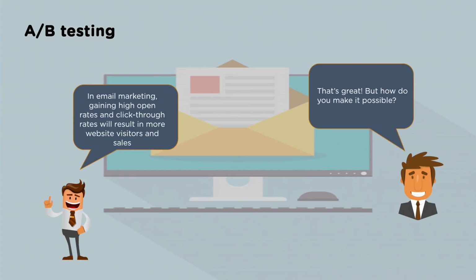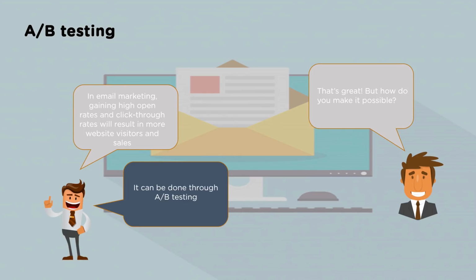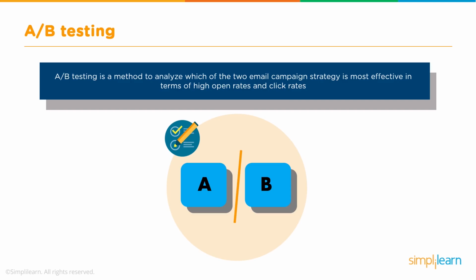So how do we make that possible? Well, we're going to do that via A/B testing. I've already mentioned it when I set up my example campaign in Mailchimp. I stressed and stressed that we need to have 2 subject lines go out per email. Before I stress that again, let me reiterate what A/B testing is. A/B testing is a method to analyze which of the 2 email campaign strategies is most effective in terms of high open rates and click rates.